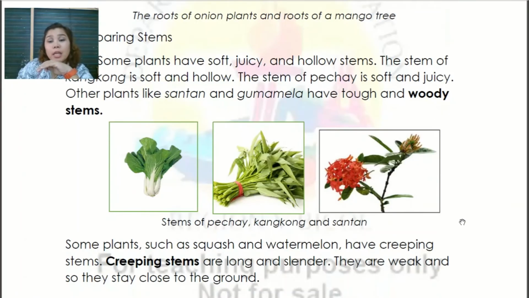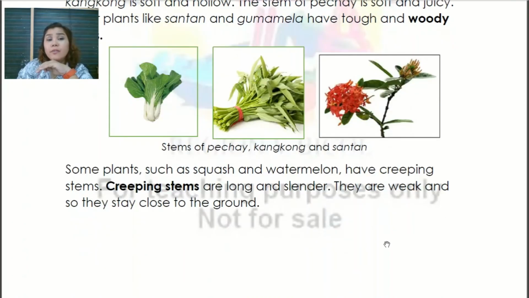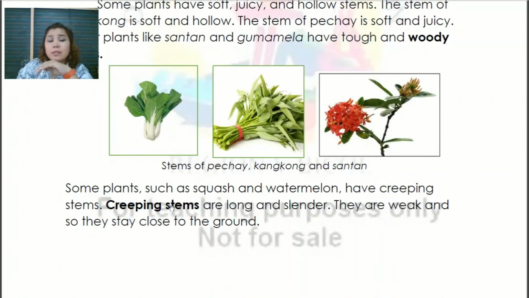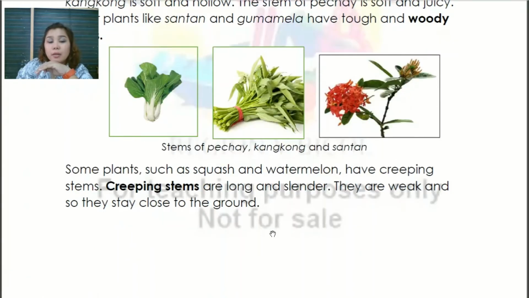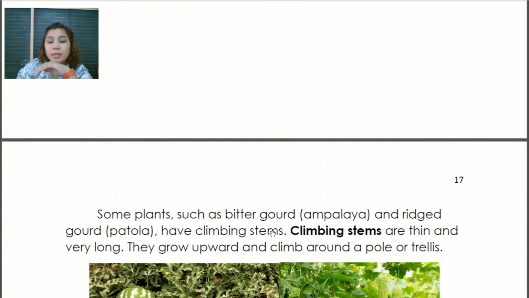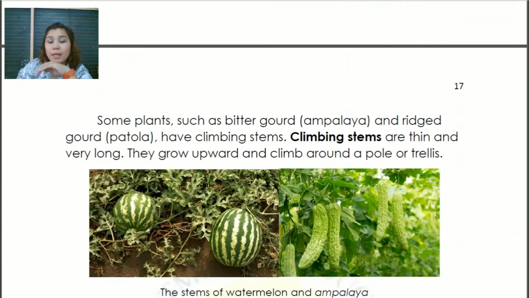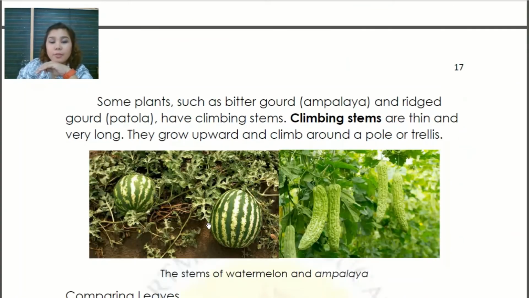So, they differ in the stems. Some plants such as squash and watermelon, kalabasa, saka pakwan, have creeping stems. So, iba naman ang stems nila. Creeping stems are long and slender. They are weak, so they stay close to the ground. So, when we say creep, it's like gumagapang. Minsan may nilalagay ng mga sticks, tapos doon sila gumagapang.